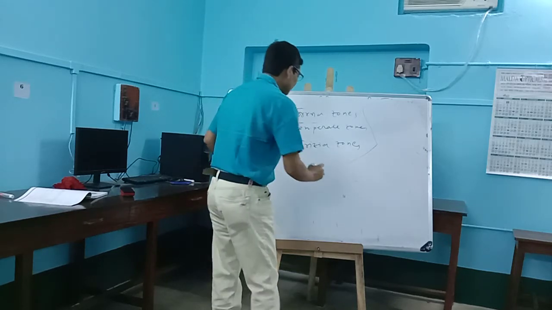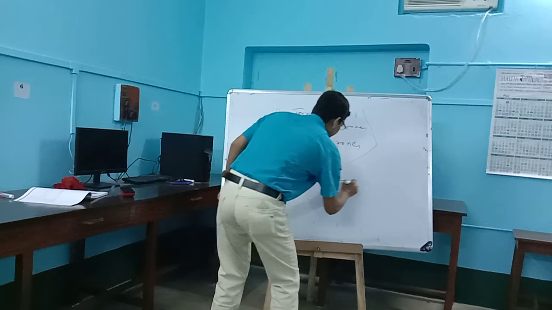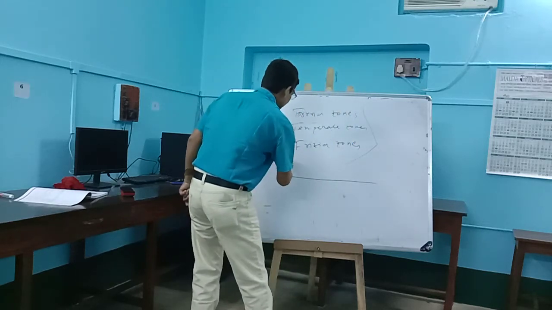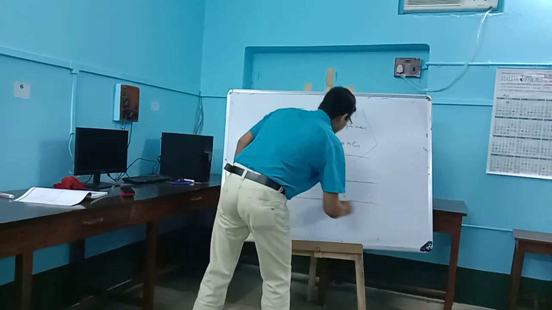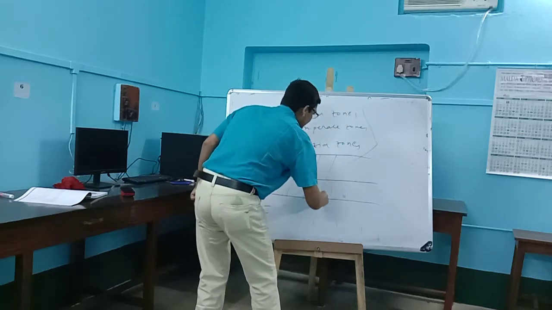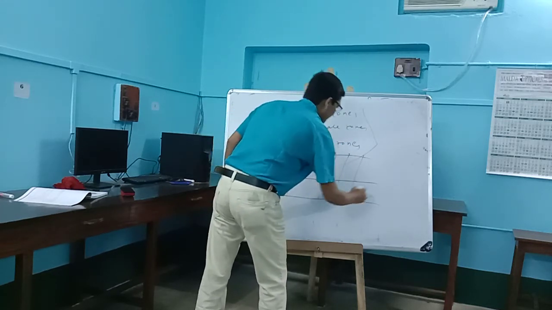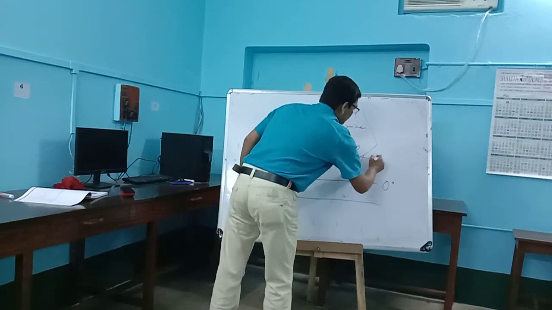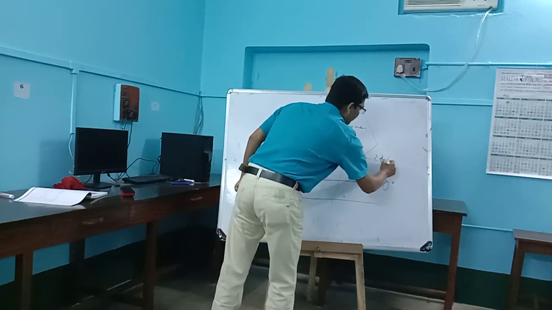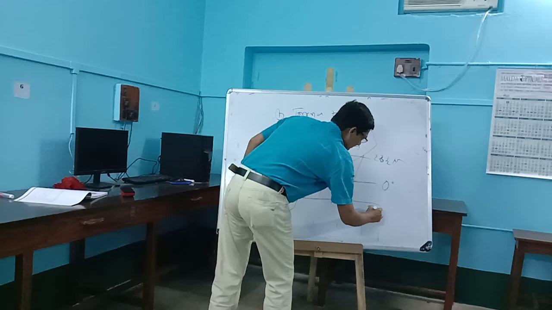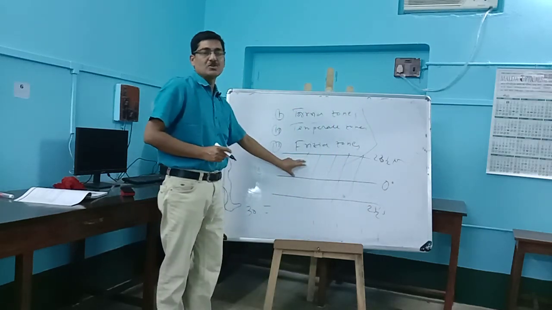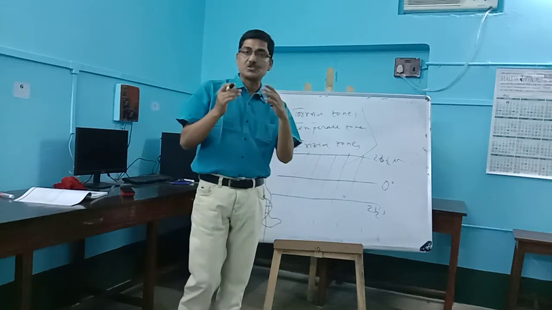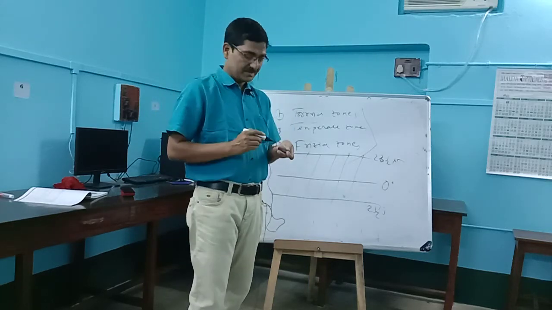Suppose this is the equator. So this is the zone, what we call the torrid zone. 0 degree, 23 and a half degree north, 23 and a half degree south. This is the torrid zone. This is one of the hottest zones of the world.